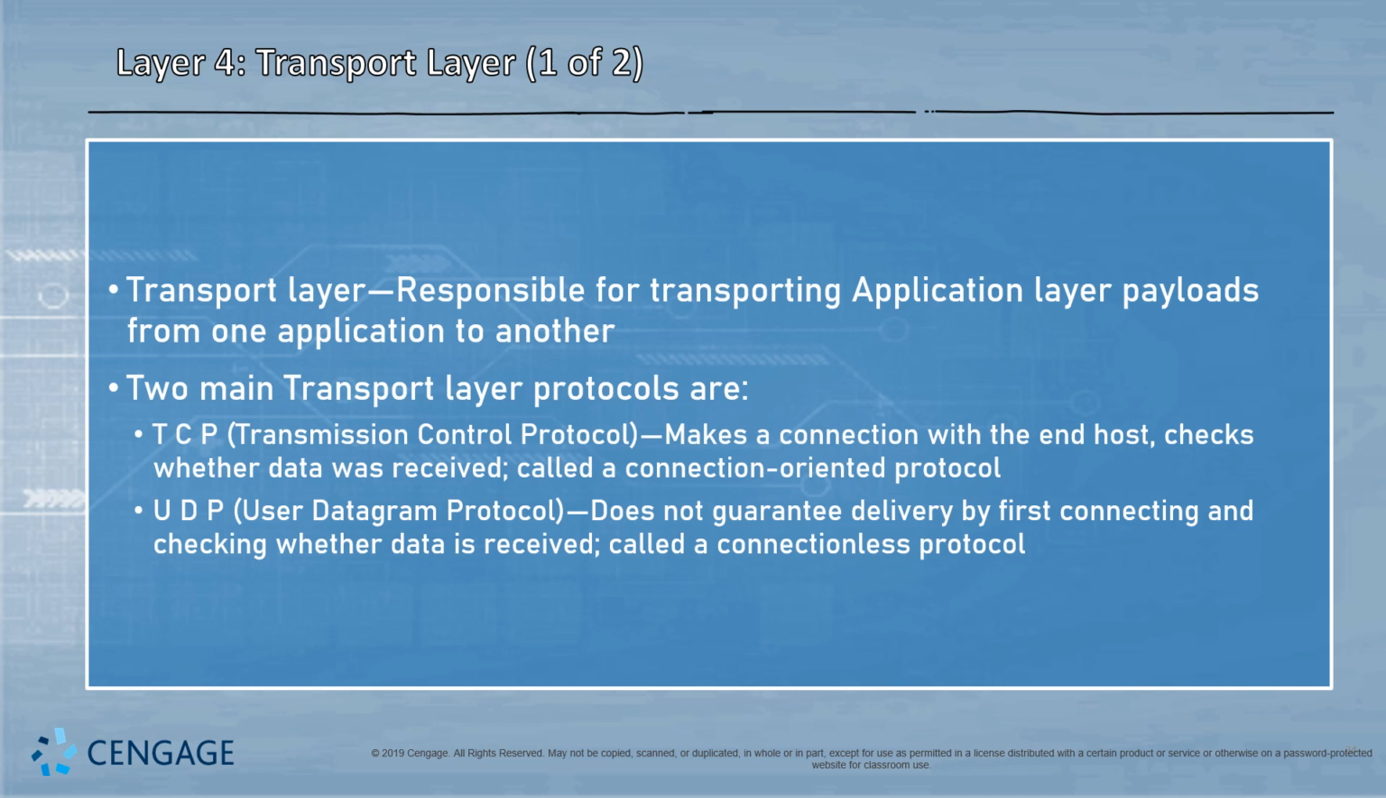Transport layer is responsible for moving payloads from one application to another, and the two main ones, as we talked about, are TCP and UDP. Now, it's important to notice the distinction between the two. TCP must make a connection with the end host and verify the data that was transmitted. That is why it's called a connection-oriented protocol. UDP, User Datagram Protocol, does not facilitate this.